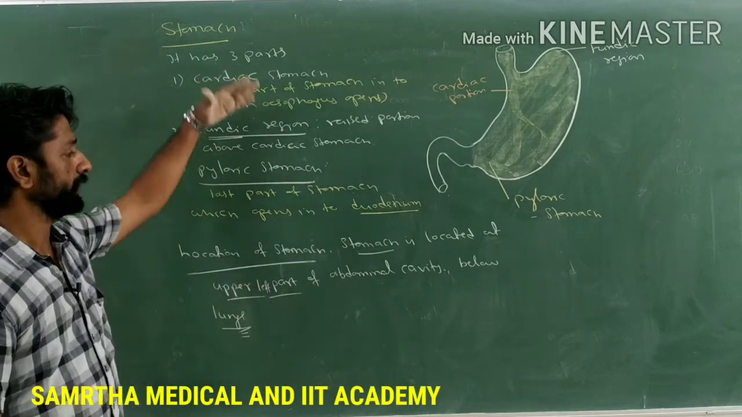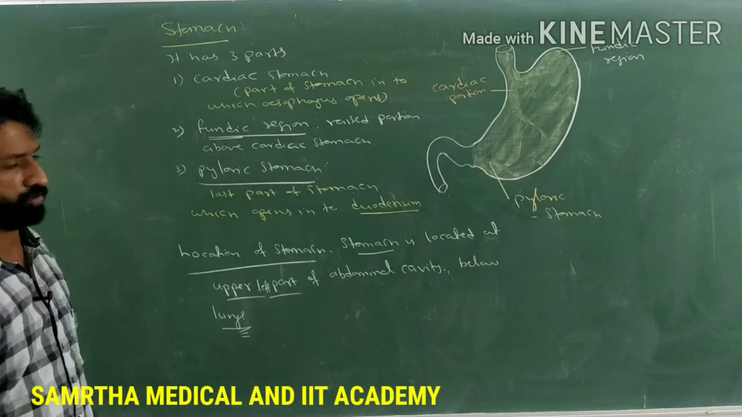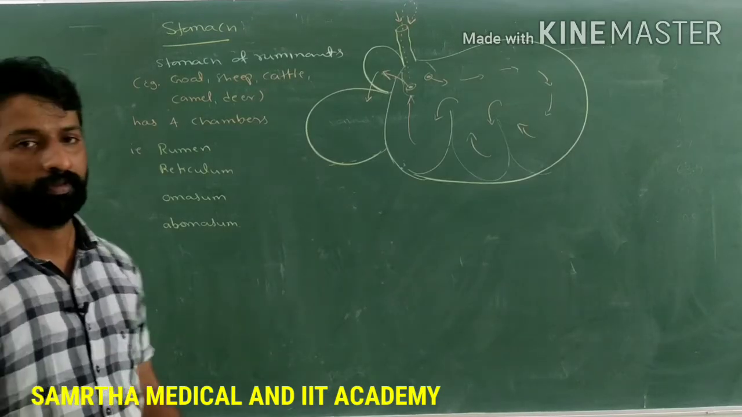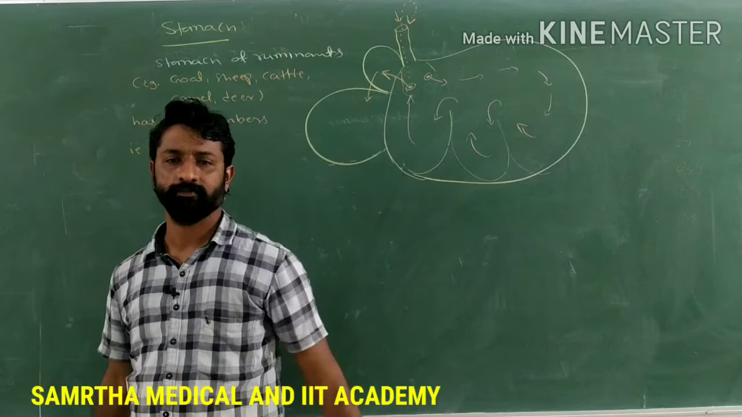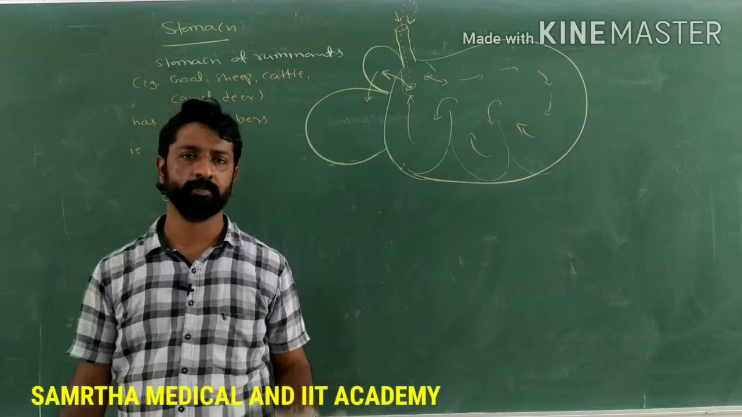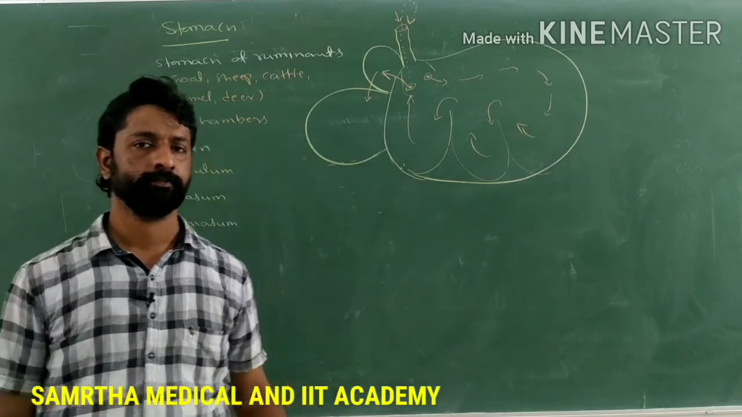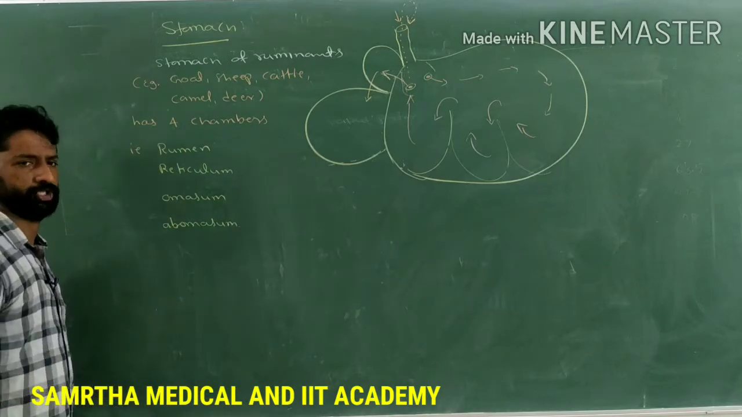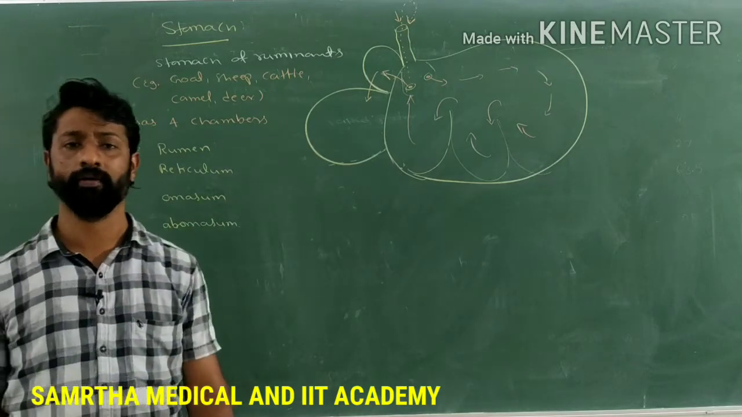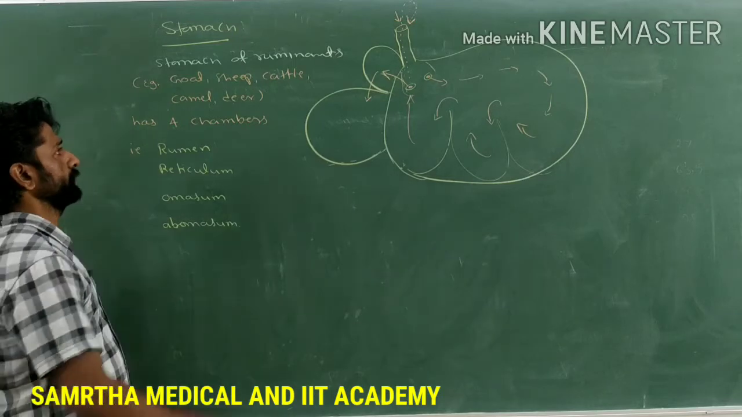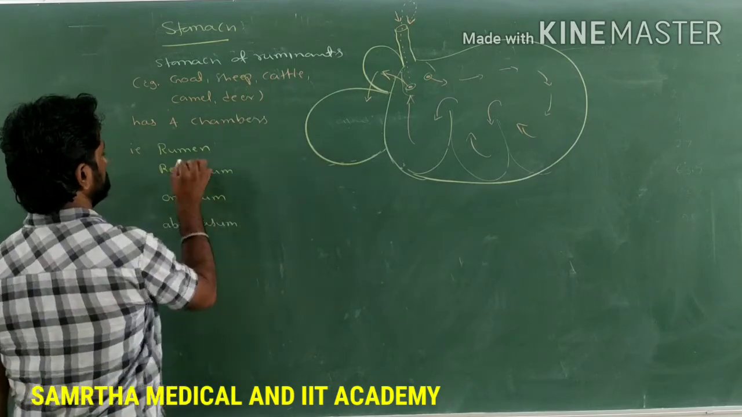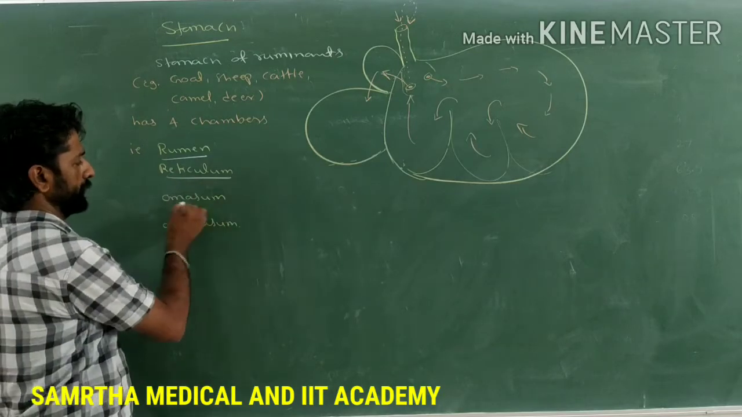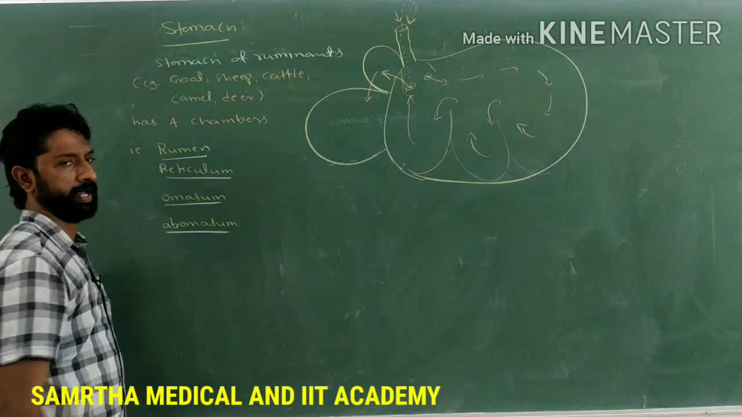Now make a note of the points regarding the stomach. So now let's discuss the chambers present in the stomach of ruminant organisms, like cattle, sheep, goat, camel, or deer, right? In these organisms, four chambers are present. They are called rumen, reticulum, omasum, and abomasum.